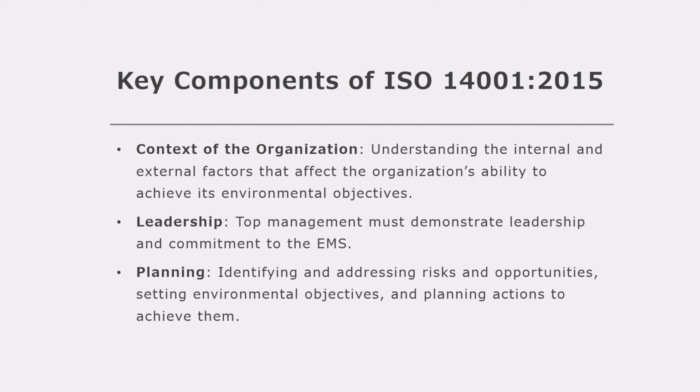The third one is planning. Within the planning context, GreenTech will have to conduct an environmental impact assessment to identify significant environmental aspects and legal requirements. They set measurable environmental objectives. They identify and address risks and opportunities, set these objectives, and also plan actions to achieve them. Examples could be reducing waste by 20% in 2 years or cutting down employee travel emissions by 13% within the first year. But most importantly, they have to be realistic plans.